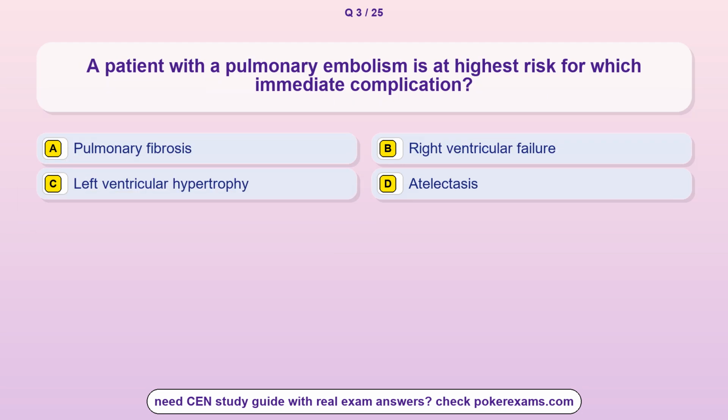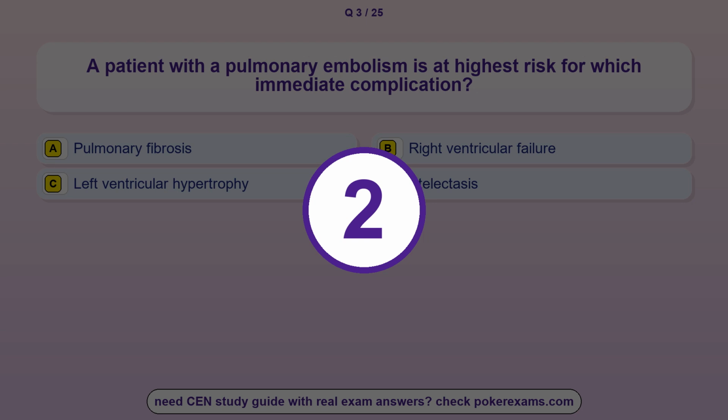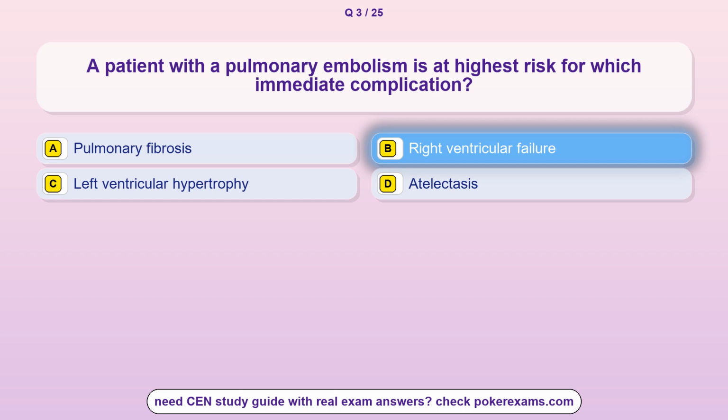Question 3. A patient with a pulmonary embolism is at highest risk for which immediate complication? Option A, pulmonary fibrosis. Option B, right ventricular failure. Option C, left ventricular hypertrophy. Option D, atelectasis. The correct answer is option B, right ventricular failure.